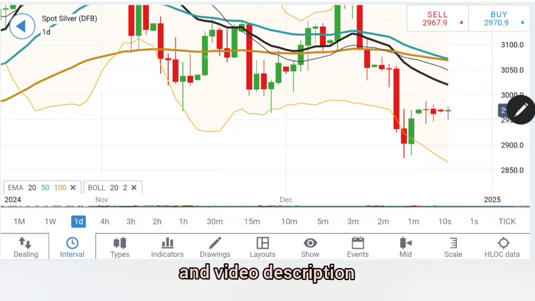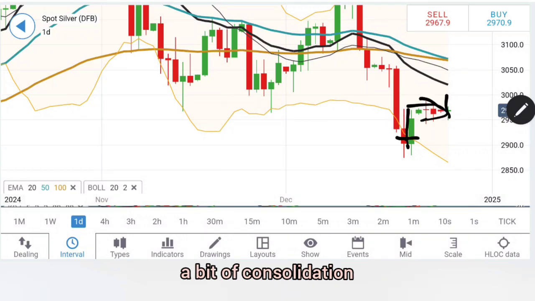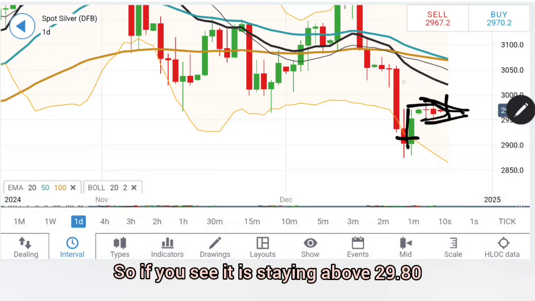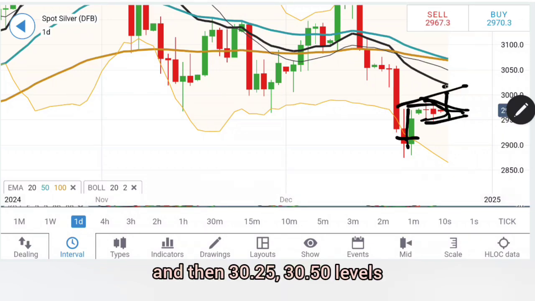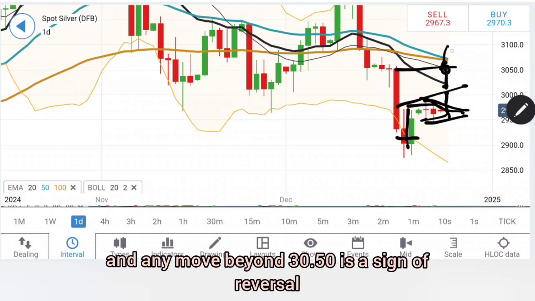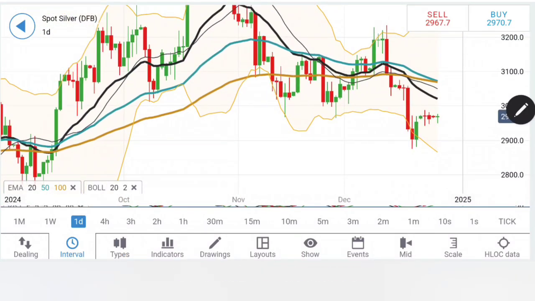Now silver on the daily chart, see one symmetrical candle, a bit of consolidation. It is on the verge of a breakout. So if you see it is staying above 2980, stay bullish for 3010, and then 3025, 3050 levels. And any move beyond 3050 is a sign of reversal and a rise where 3080 and in fact 31 can be seen.